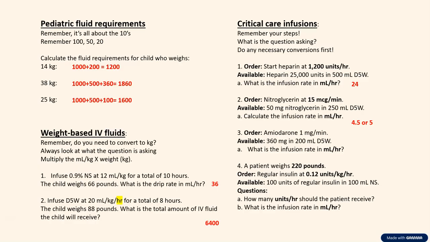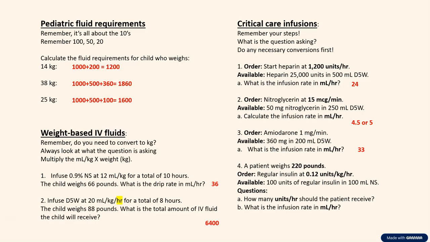Amiodarone to infuse at 1 milligram per minute. I have 360 milligrams amiodarone in 200 milliliters of D5W. And the question is asking, what is the infusion rate in milliliters per hour? Remember your steps. What is the question asking? So look back at the question. I need milliliters per hour. Do your conversions and then apply the math into the equation. The correct answer for this one is 33 milliliters per hour. Hope you got that one.